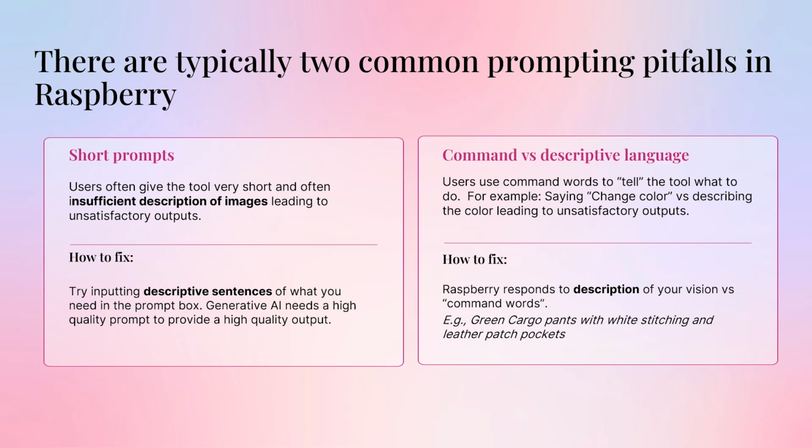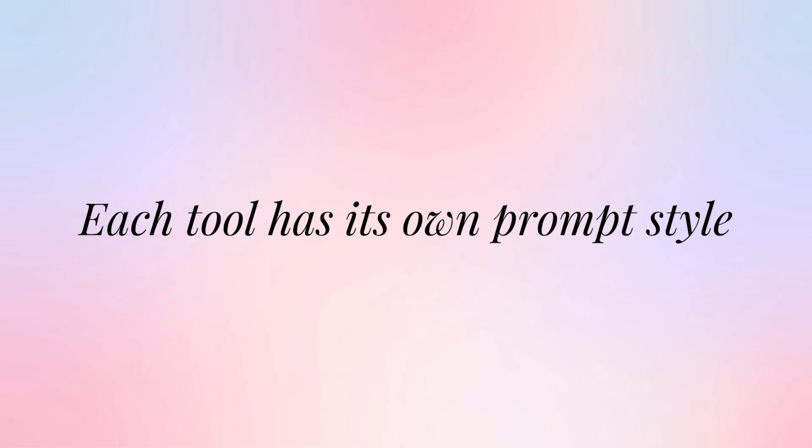Using command language such as change color, add buttons, or remove zipper does not work as well in generative AI as describing what you want to see. Raspberry responds to the description of your vision and uses your prompt to create it. Each tool has its own prompt style, so let's dive in.